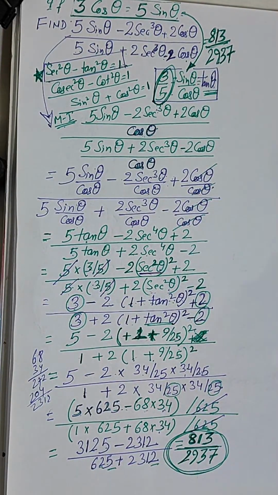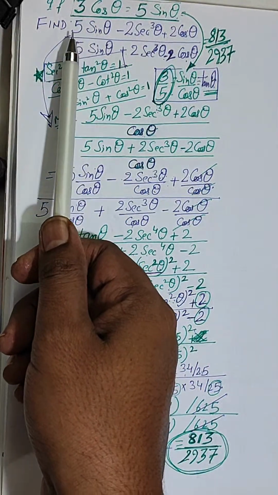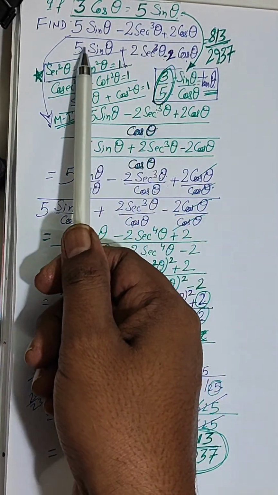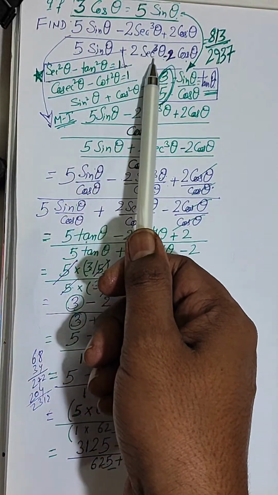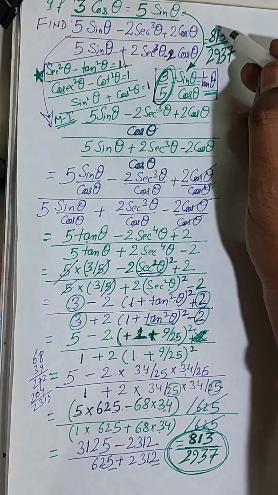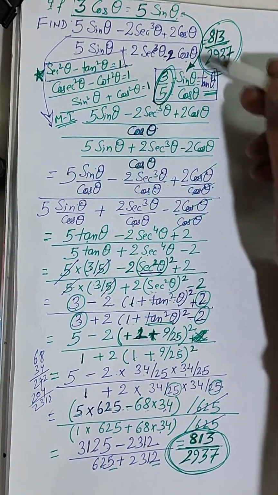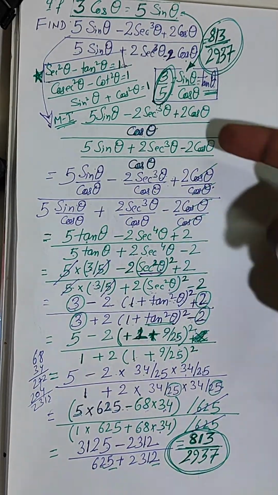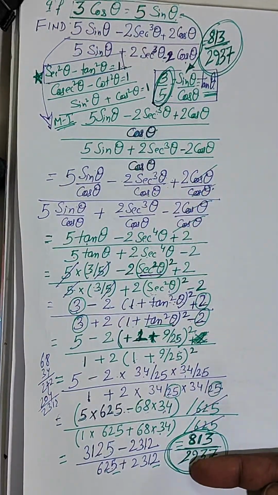This is the value for the identity for the given ratio: 5 sin theta minus 2 sec cube theta plus 2 cos theta, divided by 5 sin theta plus 2 sec cube theta minus 2 cos theta. The value of this is calculated as 813 by 2937, and this is your answer. And this is calculated based upon the steps I have elaborated over here.